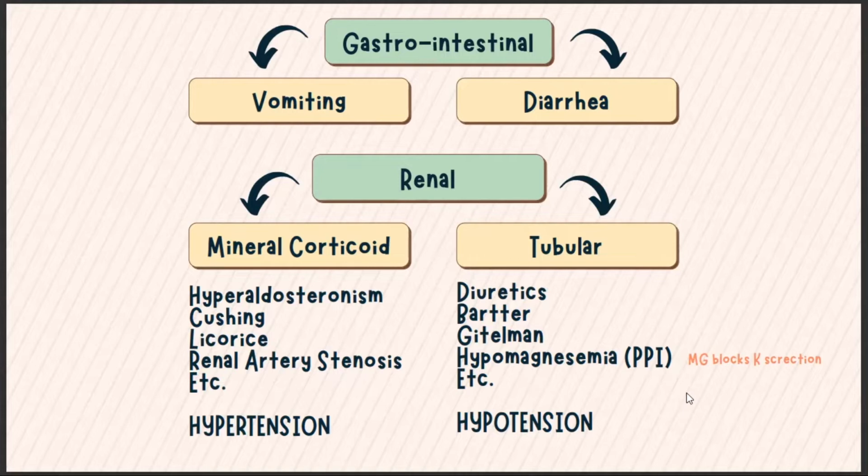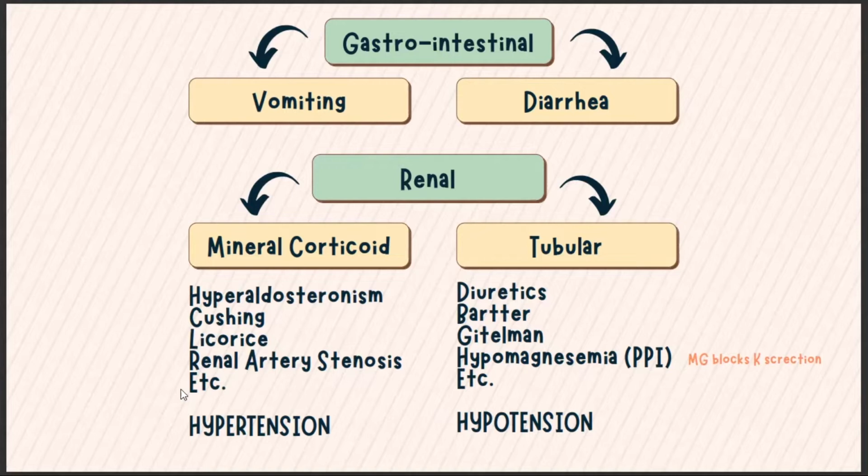So for the renal, we have mineralocorticoid. What is mineralocorticoid? We all know that renal potassium handling is managed by the mineralocorticoid action of aldosterone and by potassium pumps in our renal tubules. This means that all syndromes that result in increased mineralocorticoid activity could result in renal potassium loss and thus hypokalemia. Examples are hyperaldosteronism, Cushing, licorice, renal artery stenosis, etc. These patients commonly have hypertension.